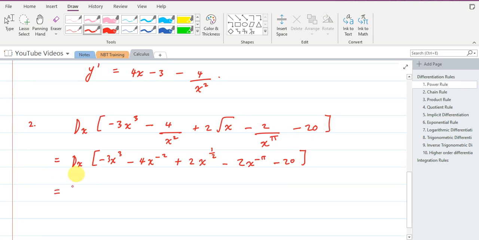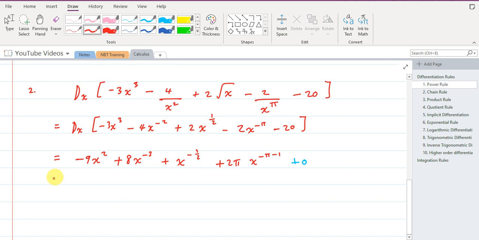Now we are ready to differentiate, so we can drop the dx, which is minus 9x squared. 3 times minus 3 is minus 9, x squared, minus 4 times minus 2 is plus 8, x to the power minus 3, take away 1, plus 2 times half is 1, x to the power negative half, half minus 1, which is minus half, minus 2 times minus pi is plus 2 pi, x to the power negative pi minus 1, and the derivative of minus 20 is just plus 0.